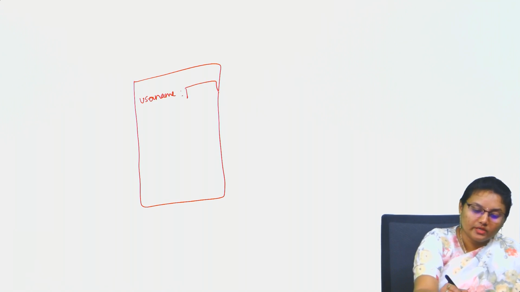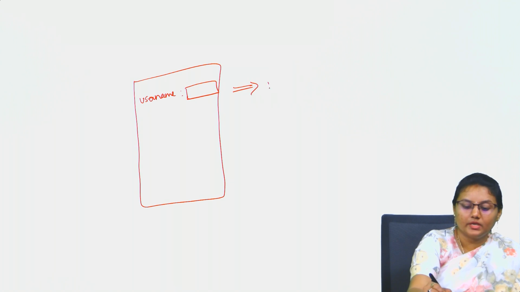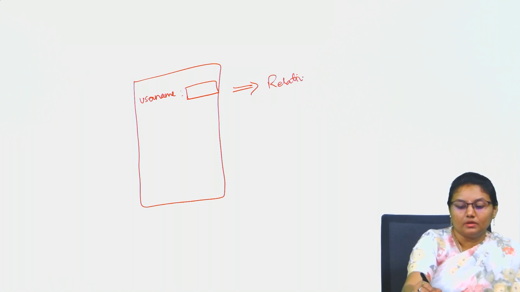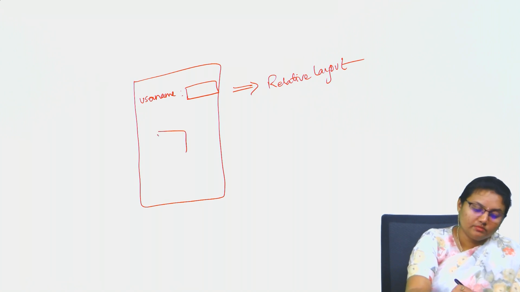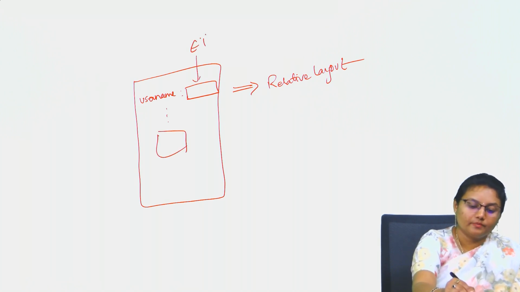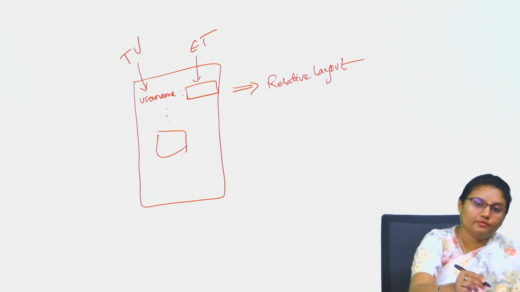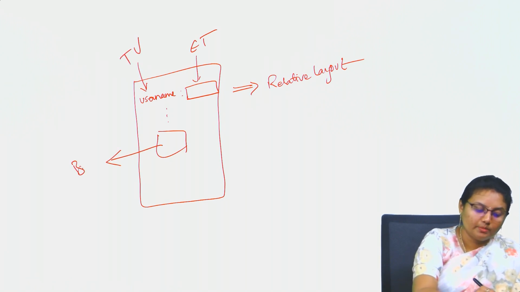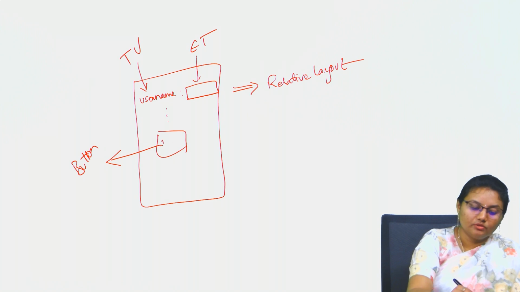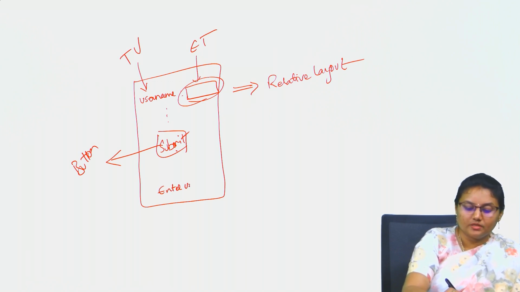here you are getting this because of relative layout. So when username is there, something else is also there. For this you are using what? Edit text. For this you are using what? Text view. For this you are using what? Button. When all these are used and you click the submit button without any input, this is empty. So without any input, if you click, then you have to get a message: enter your name.